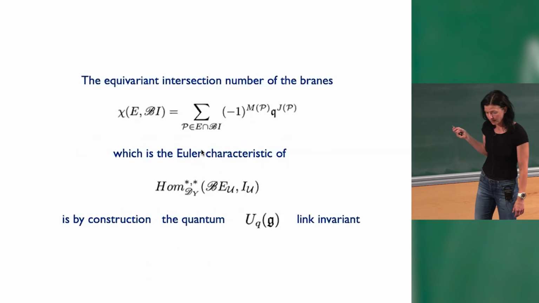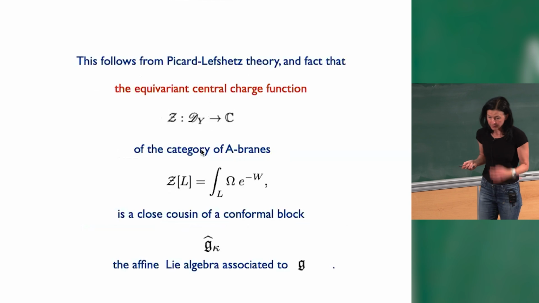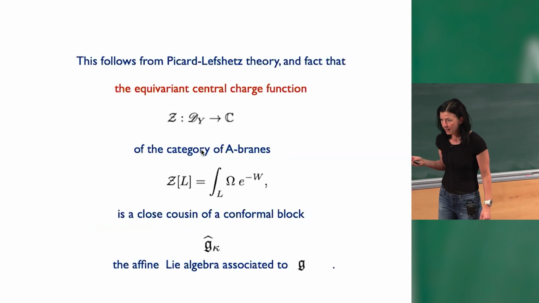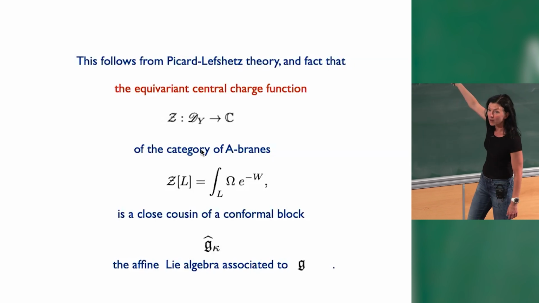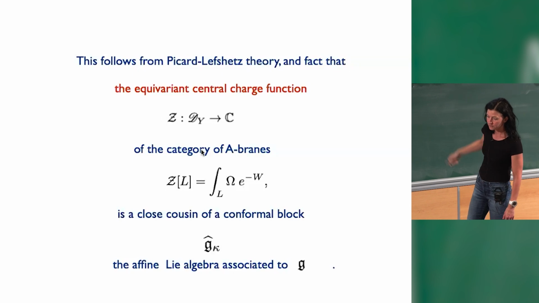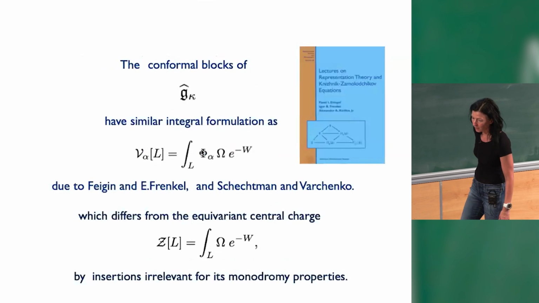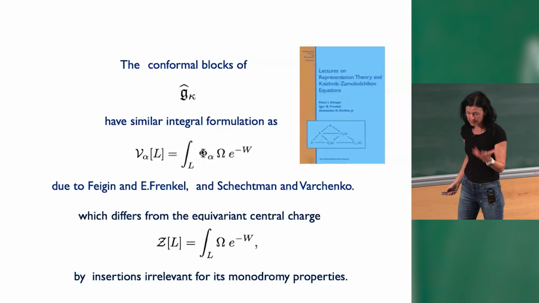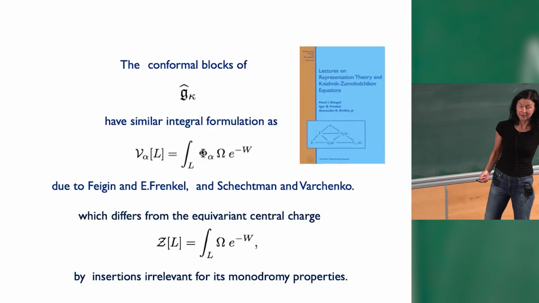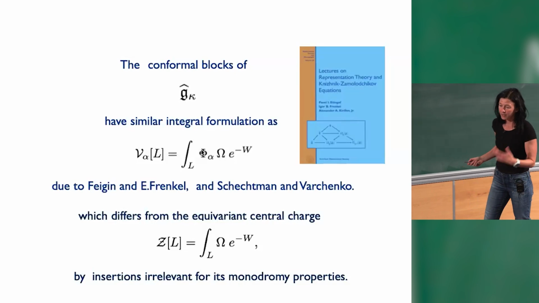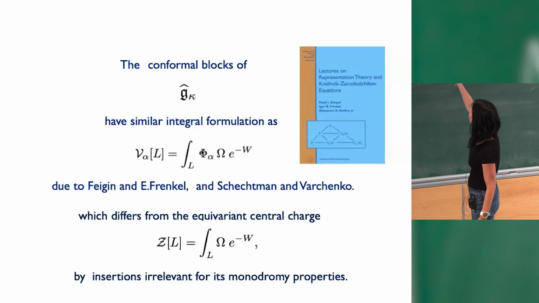Now, the fact that that Euler characteristic is the quantum link invariant is guaranteed to hold by construction. The reason is that this follows directly from Picard-Lefschetz theory, and the fact that what I call the equivariant central charge function, that's just the integral of a top holomorphic form times e to the minus w on your Lagrangian, is a close cousin of conformal blocks of the affine Lie algebra associated to G. These conformal blocks have a similar integral formulation that came out of works of Schechtman and Varchenko, going back to the Gelfand school, indeed, and Feigin and Frenkel, which differ from the actual equivariant central charge function by some insertions that don't modify monodromies.